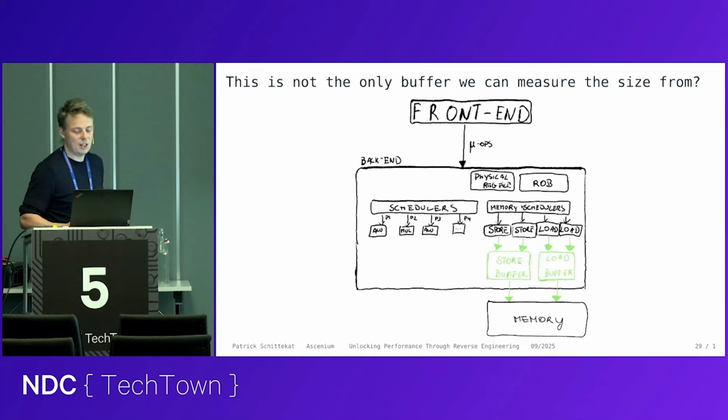Now memory is handled a bit differently. They often have their own schedulers, and you have different paths for stores and for loads, for address calculation and for getting the data back. And between that, the issuing happens in the store and the load buffer. So there is a store and load buffer before it goes to memory.